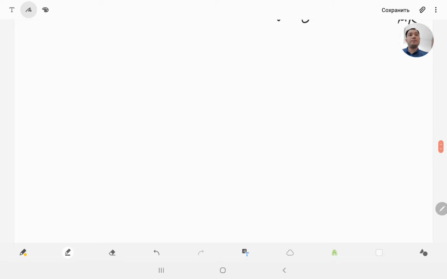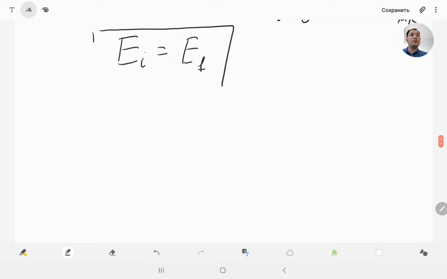Another example. You should not forget about this equation. This will always work. Initial total energy always should be equal to final energy. Let's give another example.